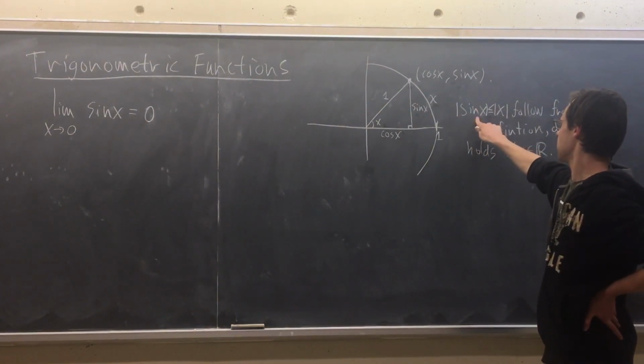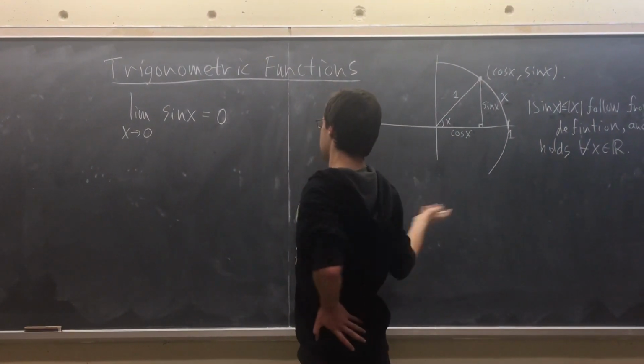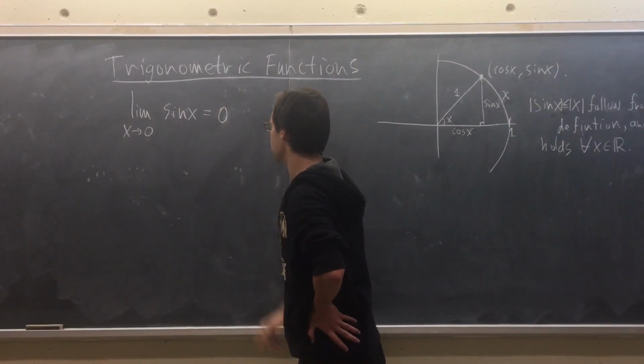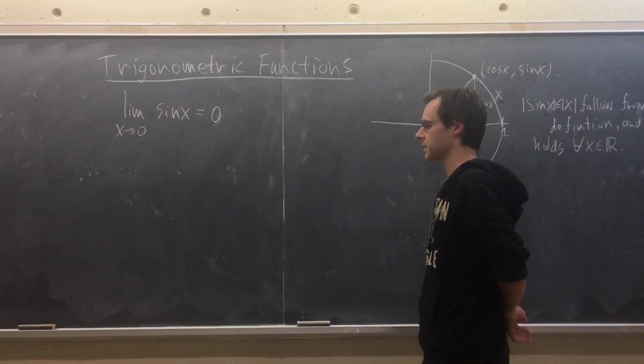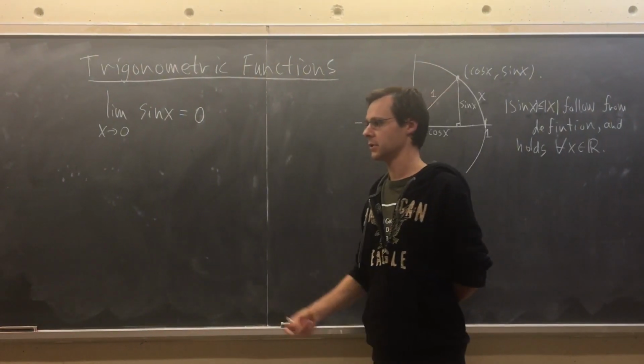And this inequality is going to be important. It's going to play a role in our proof. So let's now get back to what we were doing. Let's prove that the limit as x approaches 0 of sine x equals 0. We've talked about the definition. Now let's actually do the proof.